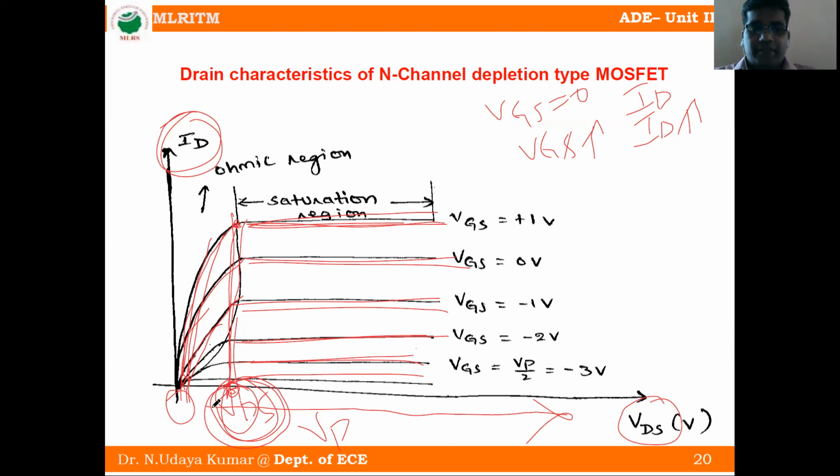Okay. The depletion MOSFET can also be operated in enhancement mode. How? It is only necessary to apply a positive gate voltage so that negative charges are induced into the N-type channel. Hence, the conductivity of the channel increases and ID increases. Okay, this is called the drain characteristics of the N-channel depletion type MOSFET.